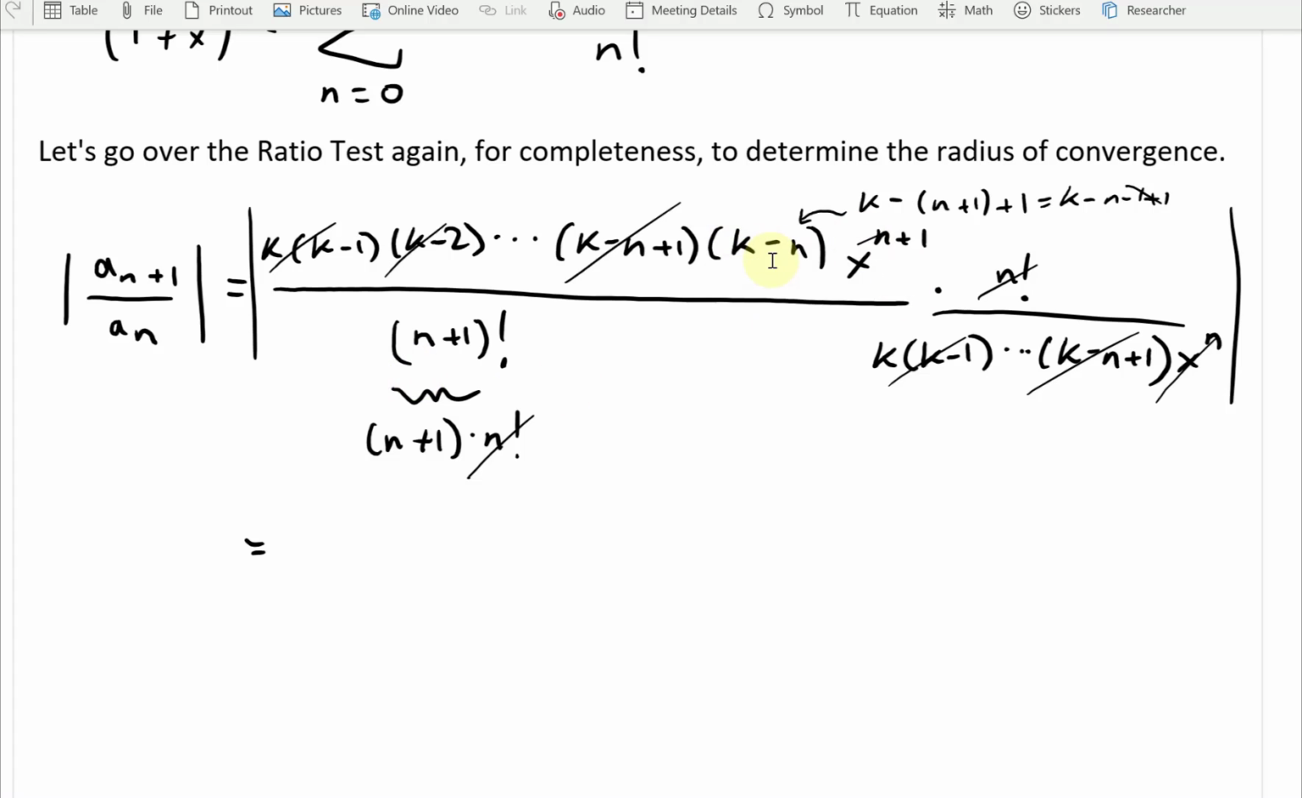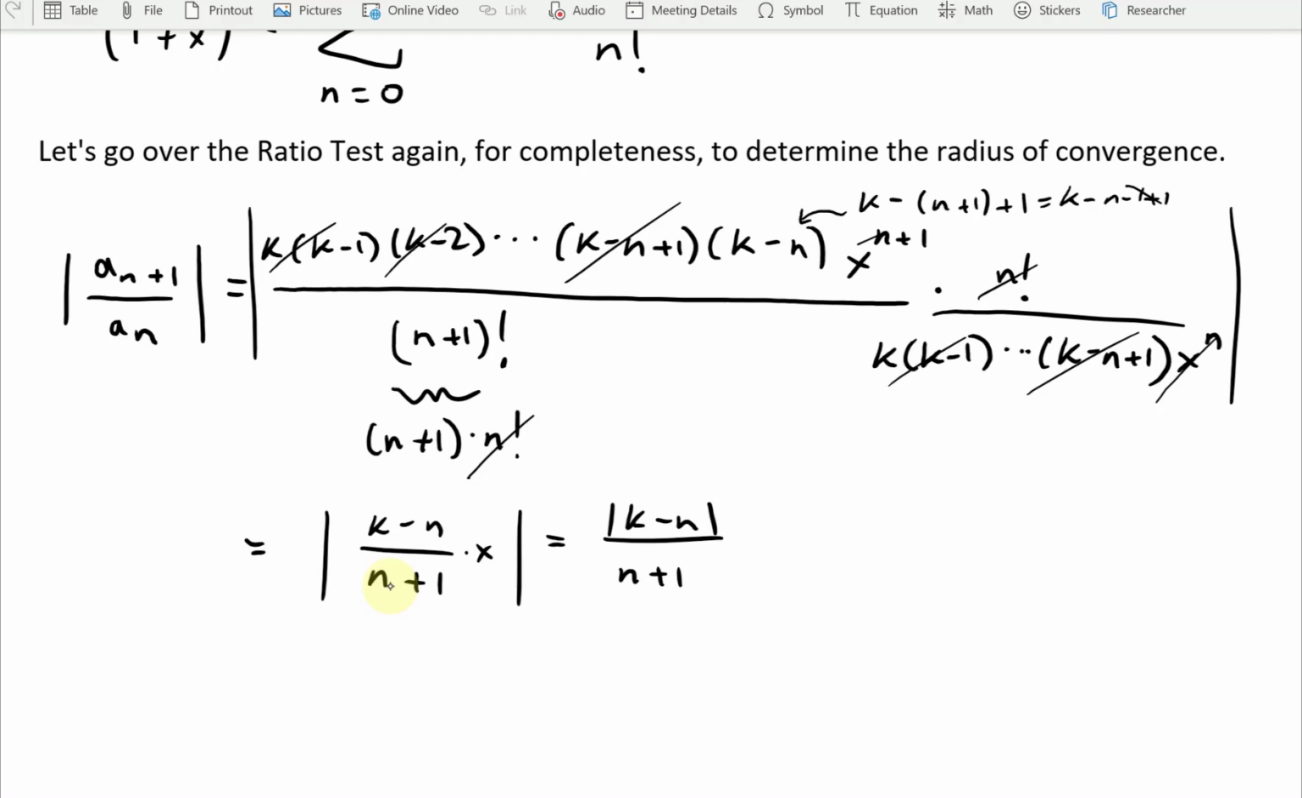this k minus n. So absolute value of k minus n over n plus 1, like that, and then times x. This is all we are left with, times x. And now you could write this as equaling, well, the only thing that could be negative is this k minus n or this x. This n plus 1 is always positive. So this can be absolute value of k minus n, divided by n plus 1, and then times absolute value of x, like that.